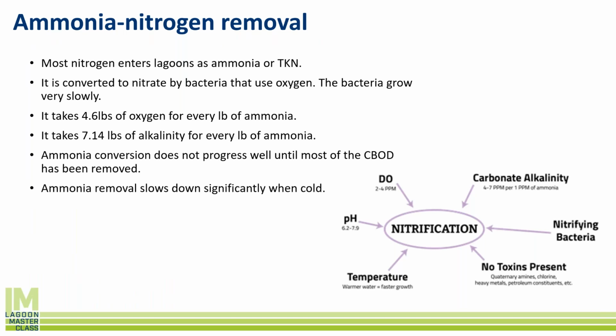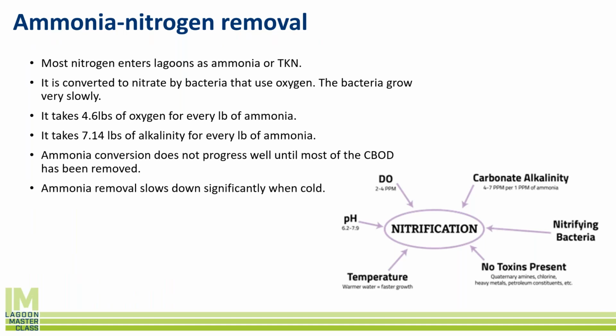So every time you get rid of 1 pound of ammonia and turn it into nitrate, that removes 7.14 pounds of alkalinity from your system. So what ends up happening is as you start to remove the ammonia, the pH of your system actually starts to go down as you turn that ammonia into nitrate.